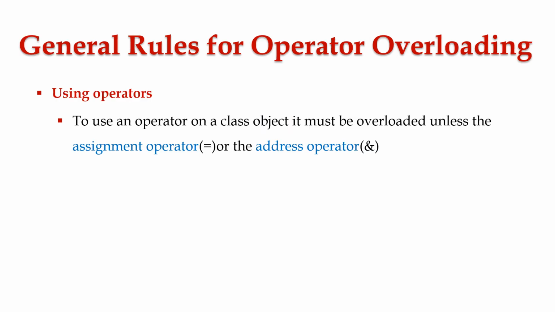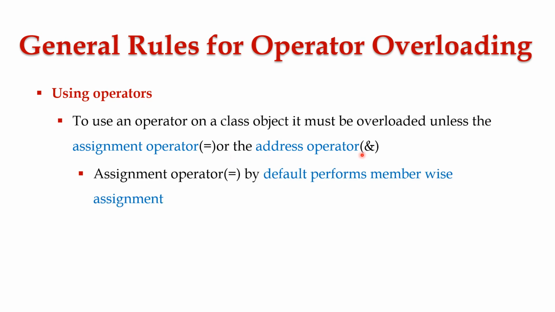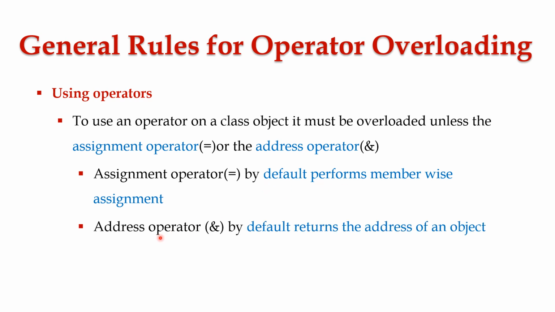General rules for operator overloading. In order to use an operator on a class object, it must be overloaded, unless it is the assignment operator or the address operator ampersand. That is, the assignment operator equal to, by default, performs member-wise assignment. The address operator ampersand, by default, returns the address of an object.